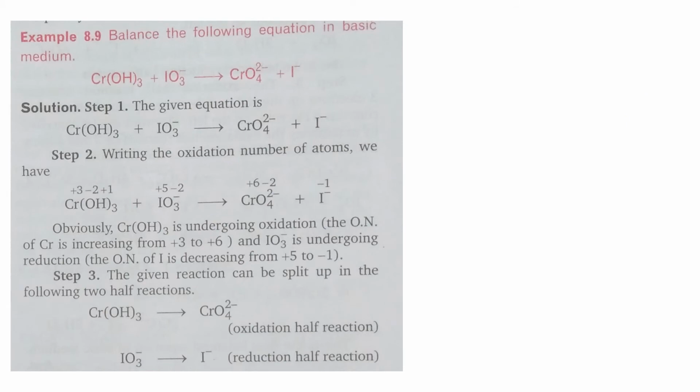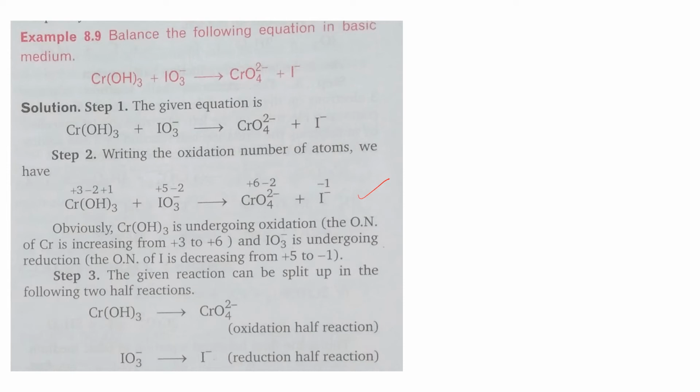Question number 2. Balance the following equation in basic medium. The question is Cr(OH)3 plus IO3 minus giving you CrO4 2 minus plus I minus. First, you write down the question. Second, write down the oxidation number of all the elements. And now you have to see which one is going for reduction and which one is going for oxidation, and you have to separate the two reactions, oxidation half reaction and reduction half reaction.